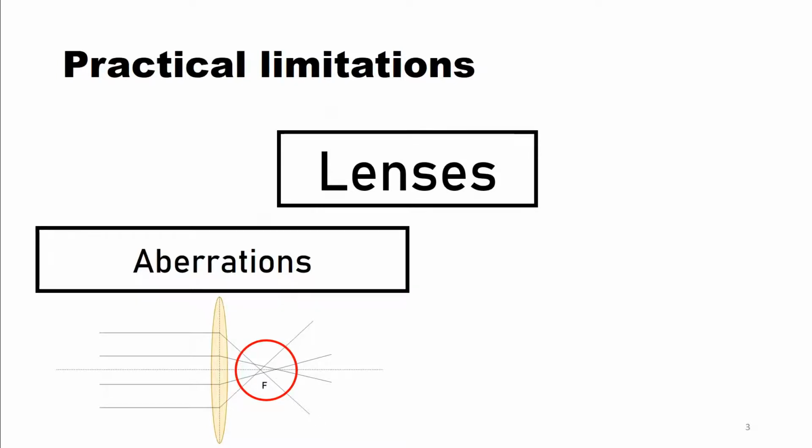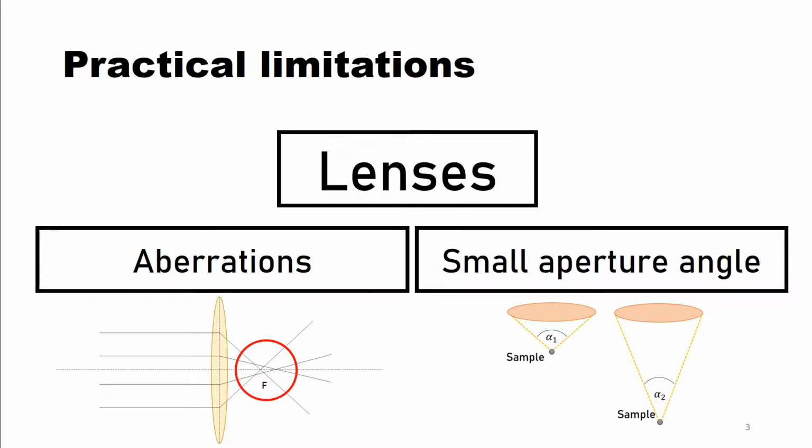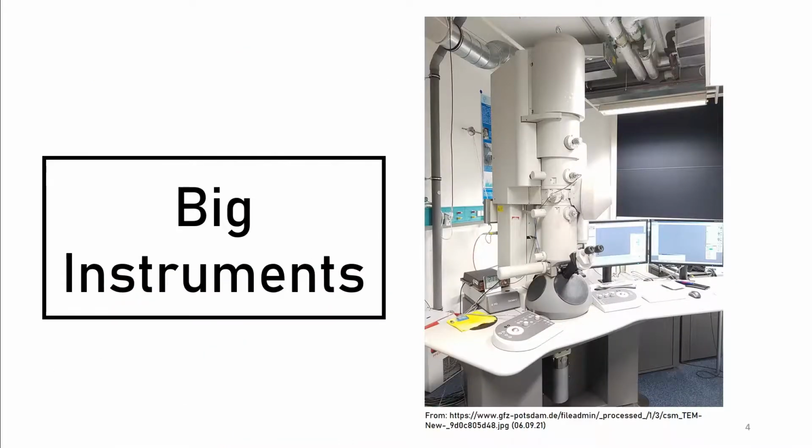Another issue is the small aperture angle of the lenses. Let's say a lens is only able to capture electrons with an angle of 10 degrees and everything in a wider range cannot be seen. I made up the number, but I hope you get the point. And this small aperture angle is actually the reason why these instruments are so big. And you see one example here in this picture.